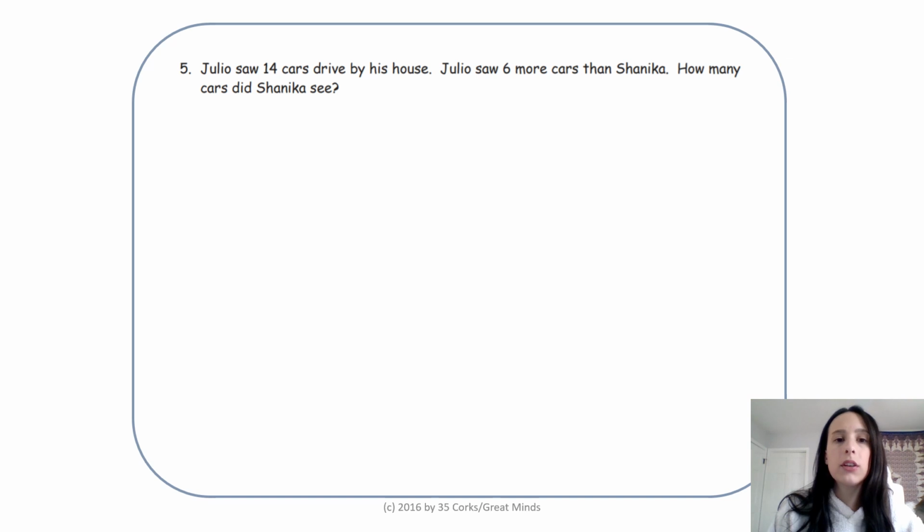Julio saw 14 cars drive by his house. Julio saw 6 more cars than Shanika. How many cars did Shanika see?